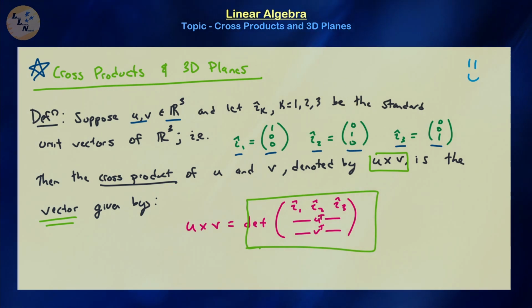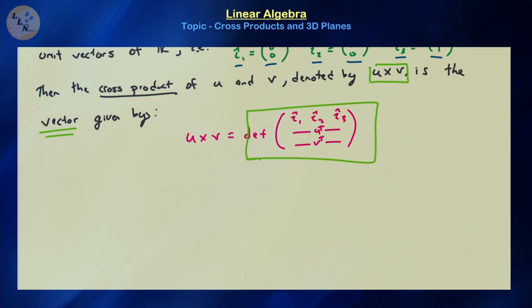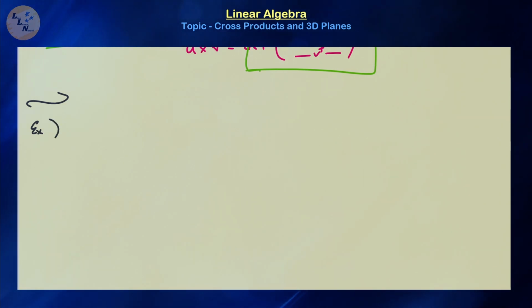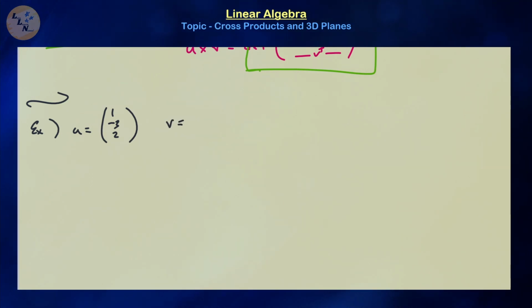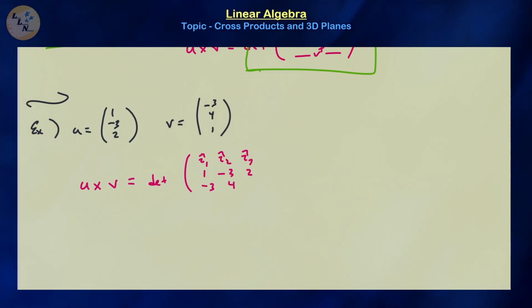So let's just do a quick example on how to calculate a cross product, and then we'll get into the interpretation of why we actually need it. Let's start off by defining two numerical vectors in R3. Let's define u to be equal to (1, -3, 2), and let's define v to be equal to (-3, 4, 1). So the cross product of u and v is going to be equal to the determinant of this matrix: i1, i2, i3, then 1, -3, 2, and then -3, 4, 1.